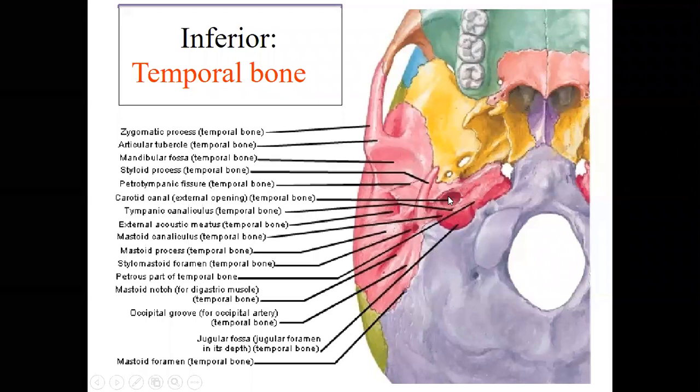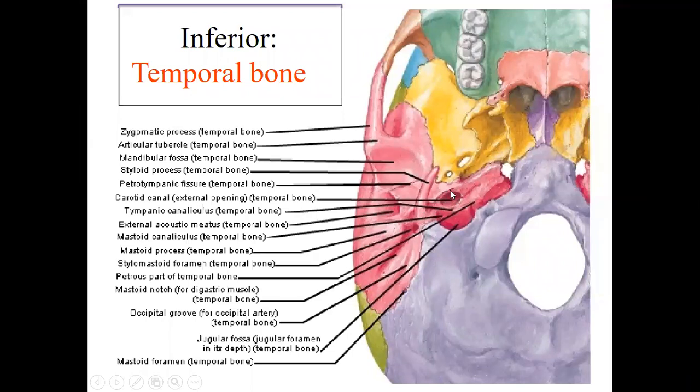External acoustic meatus, and this is the carotid canal. Carotid canal, external acoustic meatus and carotid canal opening that you have. And then we also have the mastoid canaliculus. And this is the mastoid process of the temporal bone.